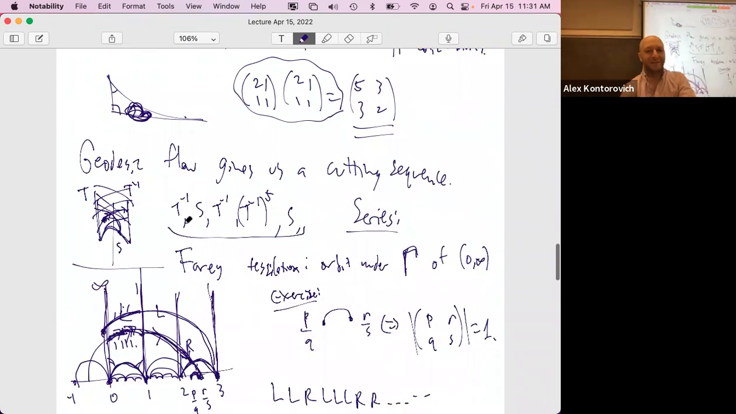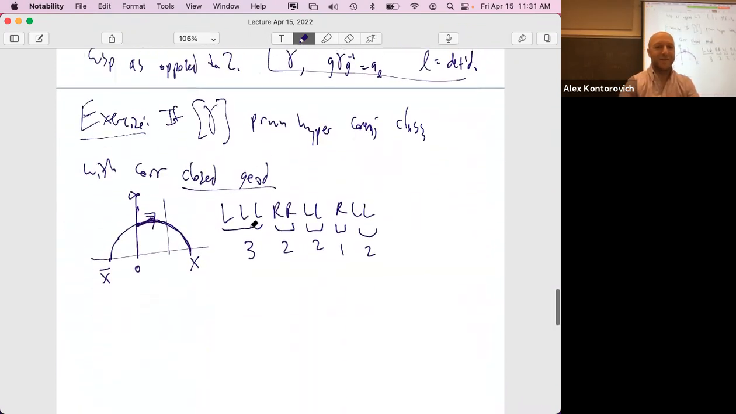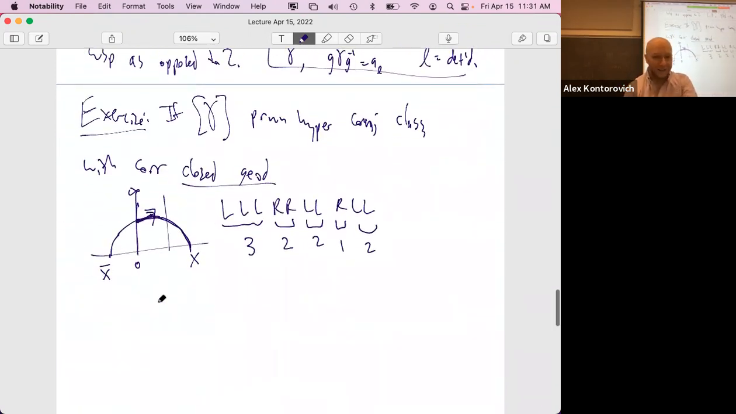That's right. So you could count the T's and the T inverses, and it almost always does what it's supposed to, but not exactly always. You have to make little minor adjustments here and there. And this is the way that it always works. So x will be the continued fraction 3, 2, 2, 1, 2, and so on. Whatever the sequence of L's and R's is, x will be the real number which is that continued fraction.